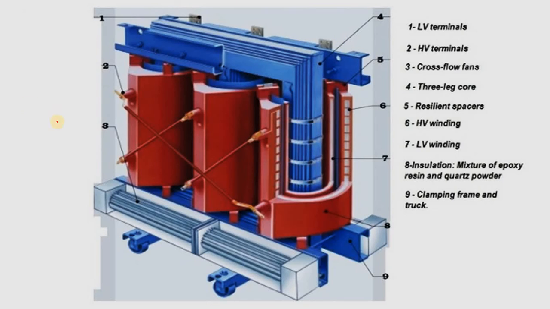This is the core of the transformer, this is the LV winding near the core, and the HV winding is away from the transformer core. You can see here a number of steps are provided on the core of the transformer. Why is this done? This will occupy more area in this air gap, so that the air gap portion will get reduced. So this is the constructional requirement. This one is the top yoke, limb and bottom yoke.